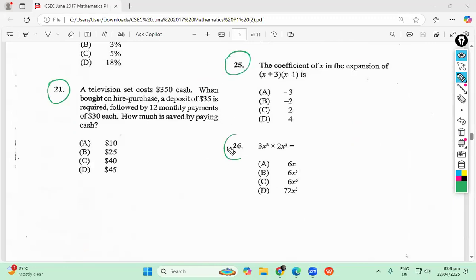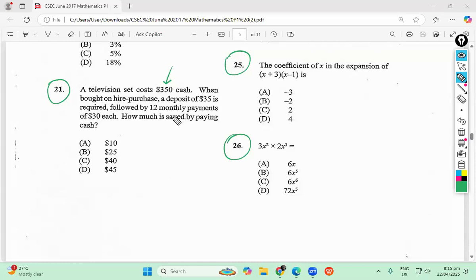Seems like we get a lot of consumer arithmetic questions here. Hire purchase, you realize a lot of primary school stuff just keeps coming back in CXC, so that's stuff to smile about. If you had the cash on you, you could have paid just $350. However, with the hire purchase plan, you could pay less in the beginning, but in the long run, you end up paying more.